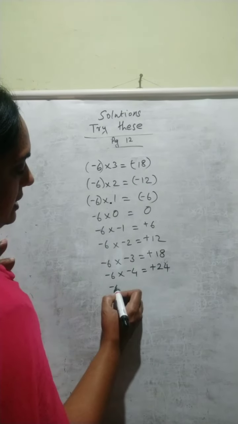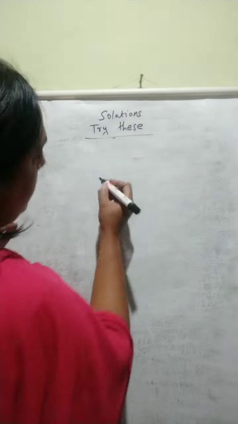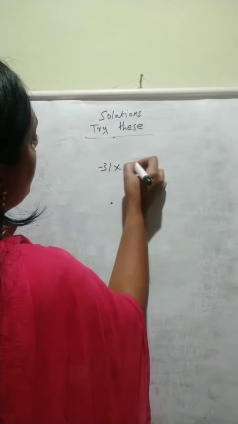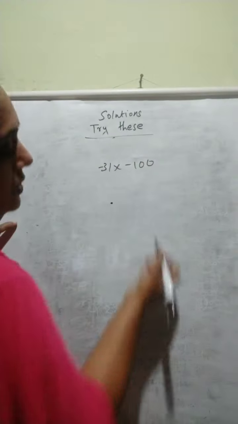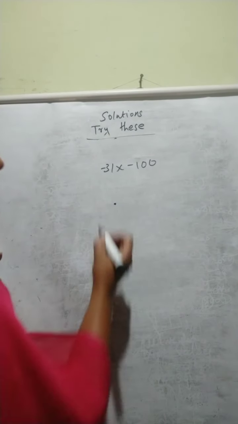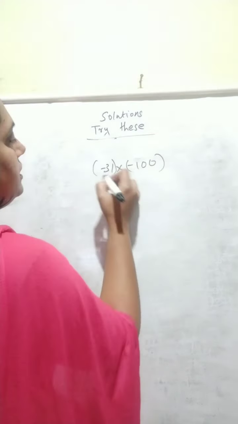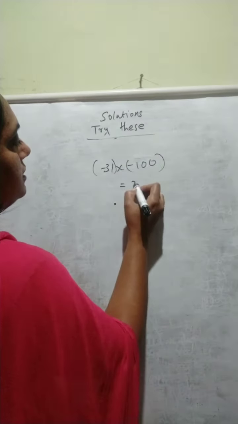Okay. Next question. Negative 31 multiplied by negative 100. Both are negative integers. So 31 times 100: 31 and 2 more zeros, because 100 has 2 zeros. Keep those 2 zeros. Negative multiplied by negative, positive. Then the next question, negative 25 multiplied by negative 72.